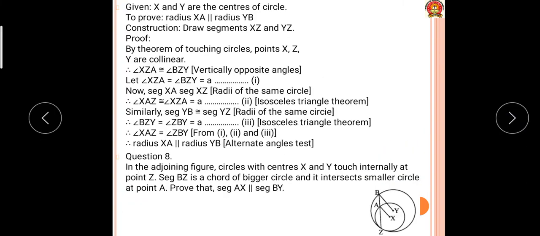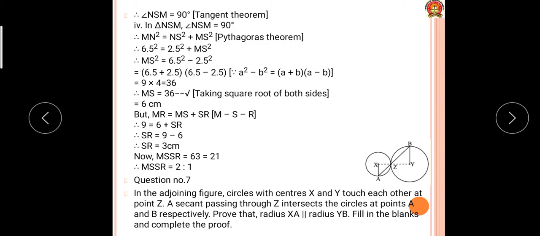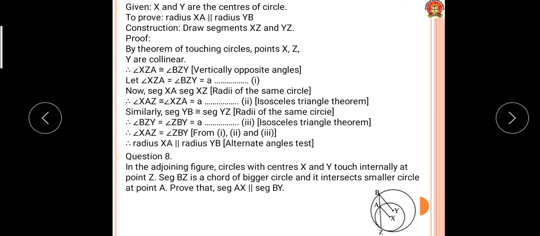So if you observe, both the triangles are isosceles triangles, and by the isosceles triangle theorem these angles are equal. Therefore we can say that one angle is equal, the other is also the same, it means they are congruent. If these angles are equal, it means XA is parallel to YB by the alternate angle test. Very simple concept.